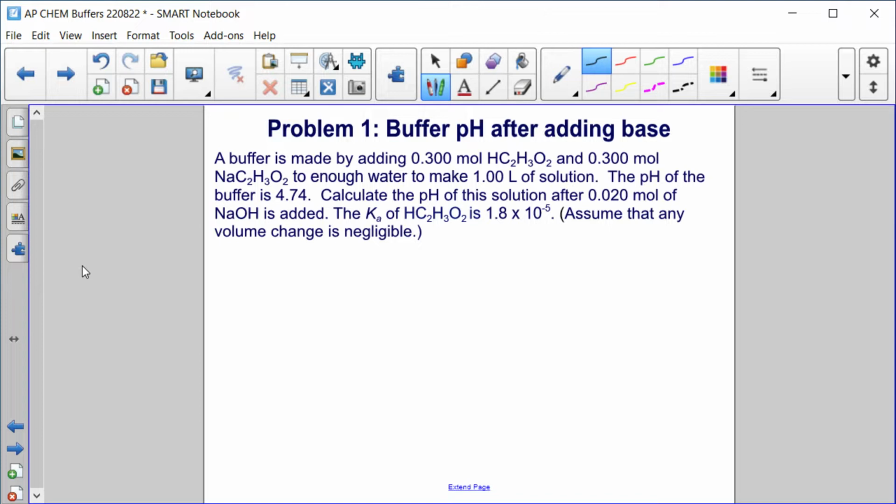A buffer is made by adding 0.300 moles of acetic acid and 0.300 moles of sodium acetate to enough water to make 1 liter of solution. The pH of the buffer is 4.74. Calculate the pH of this solution after 0.020 moles of sodium hydroxide is added.